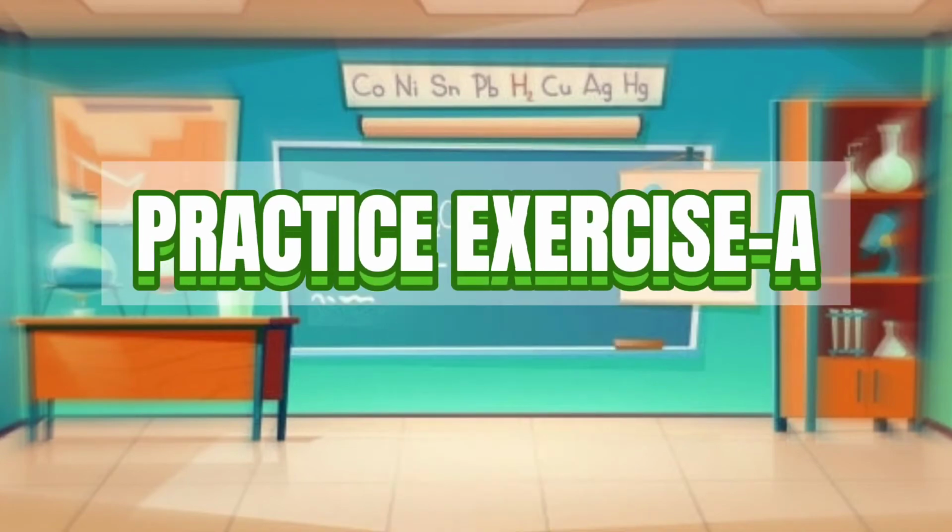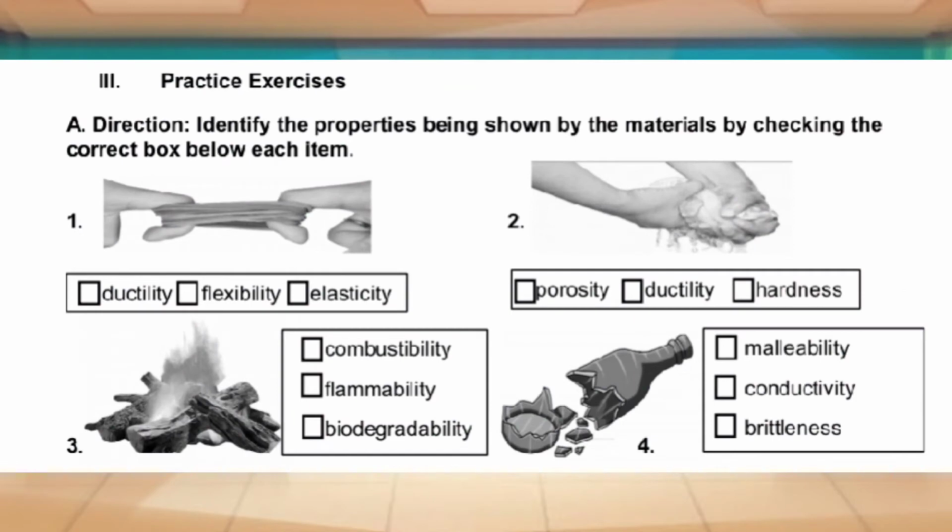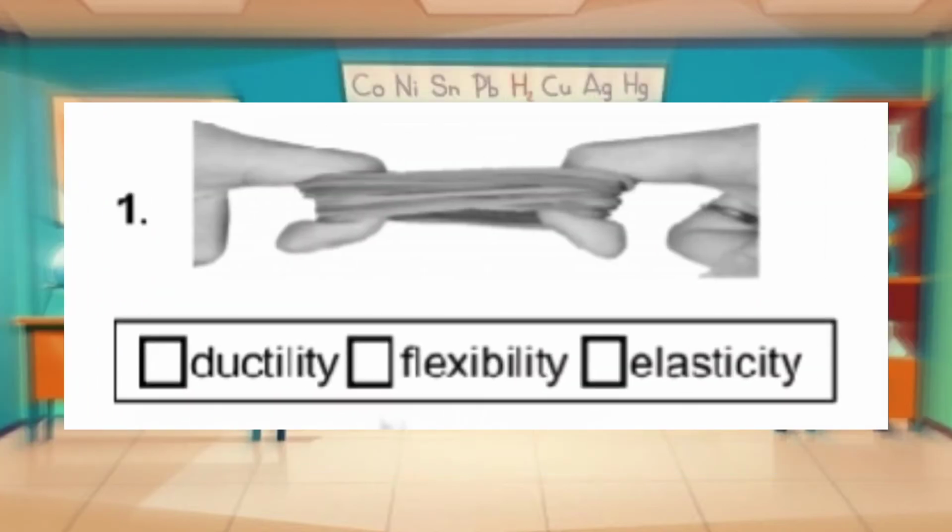Now that you have learned the properties of matter, let us try what you've got. Identify the properties being shown by the materials by checking the correct box. Number 1. Stretching a rubber band. What property is being shown? Ductility, flexibility, elasticity.